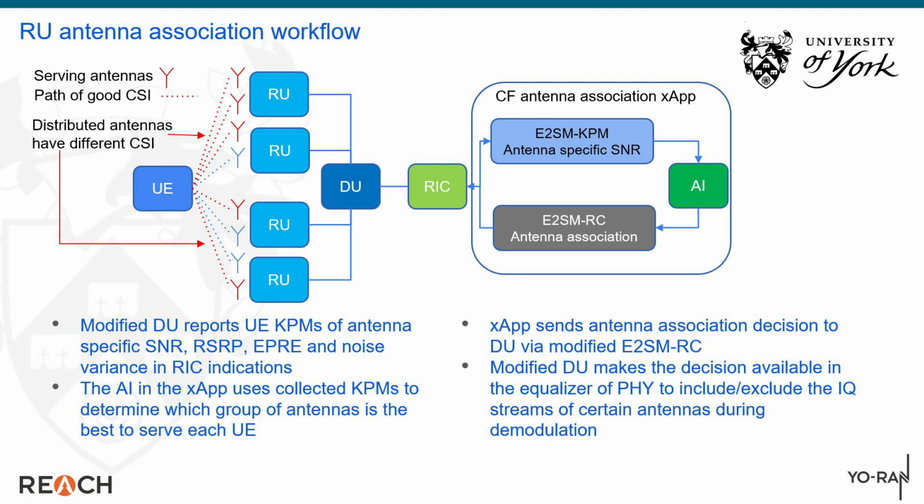At the RIC side, a customized xApp receives the KPMs and uses the pre-trained AI to make the decision of the best group of antennas to serve the current user. Such a decision is sent back to the RAN via modified E2SM RC and passed all the way down to the physical layer so that only the selected antennas contribute to the decoding of the user uplink signal. This reduces the redundant processing and improves the quality of service.